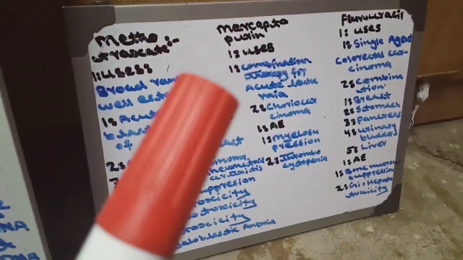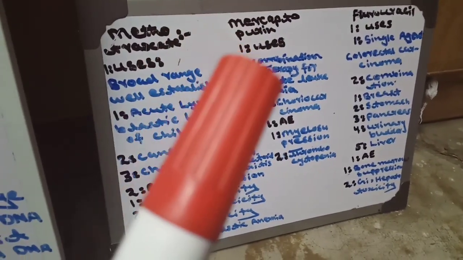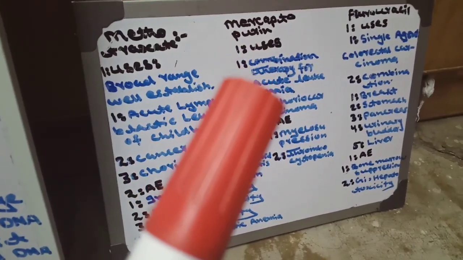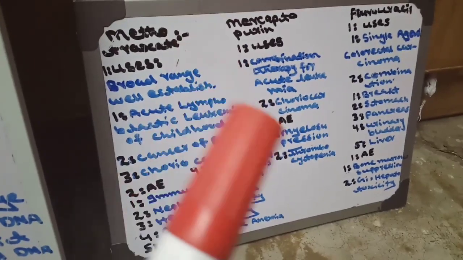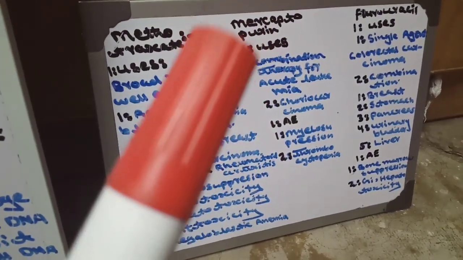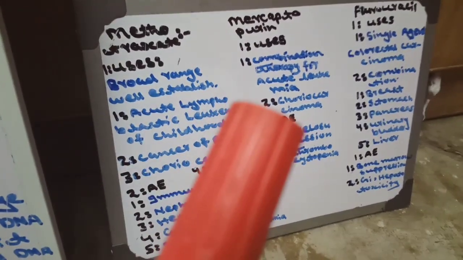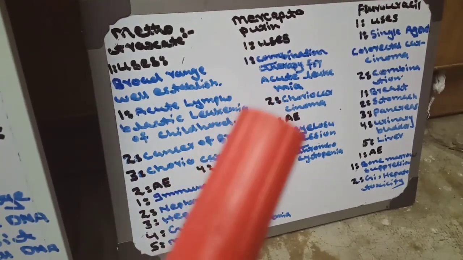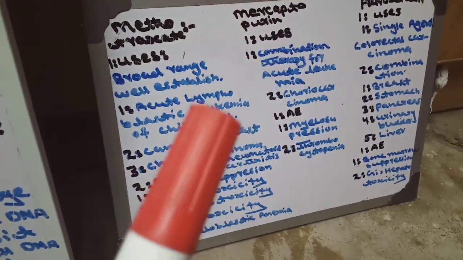Mercaptopurine is used in combination therapy for acute leukemia. Mercaptopurine is used for acute leukemia in combination with other anticancer drugs. This is the first use. Number 2 use is choriocarcinoma, carcinoma of the uterus. These are the 2 uses of mercaptopurine.